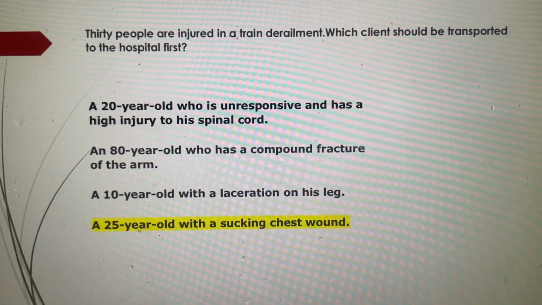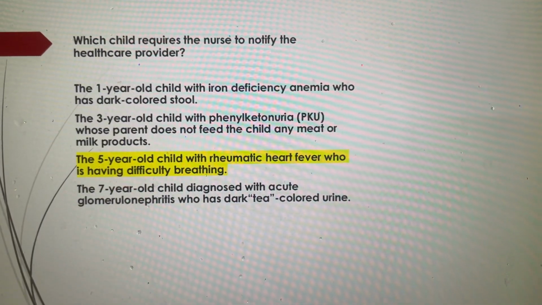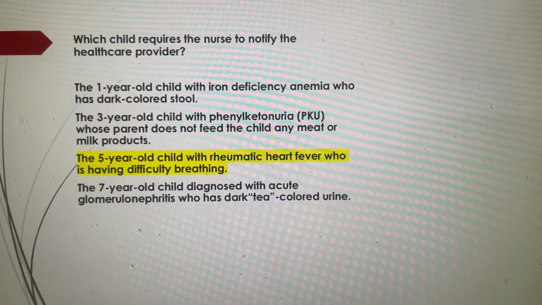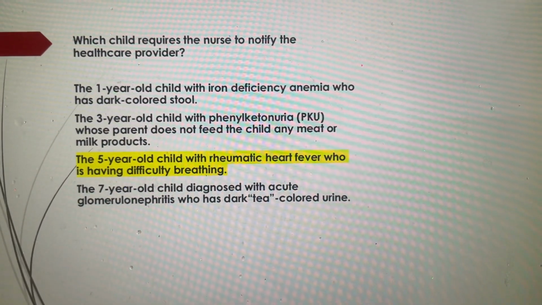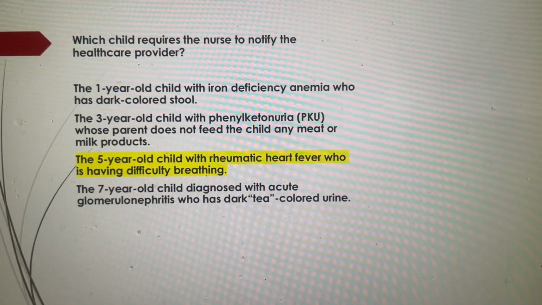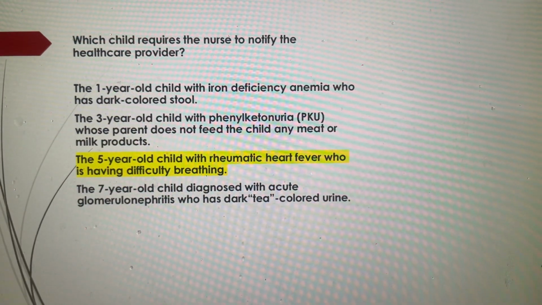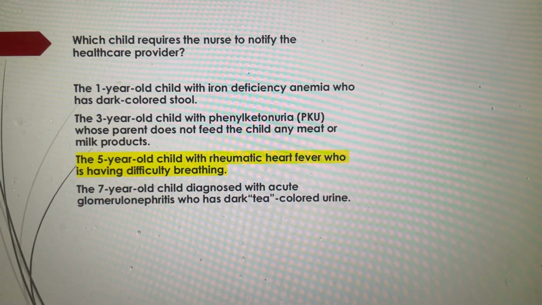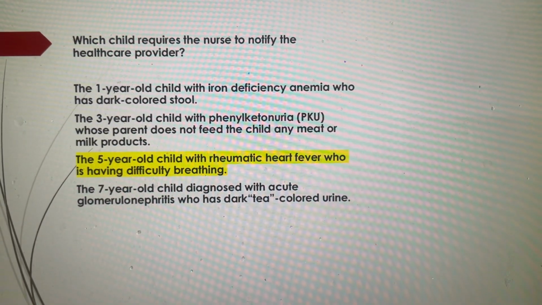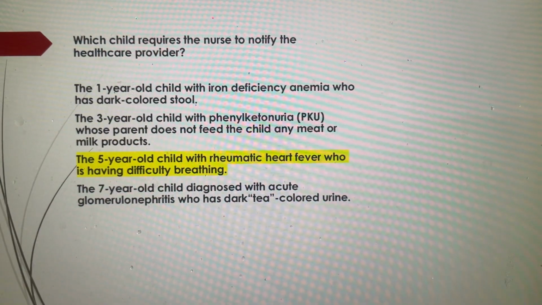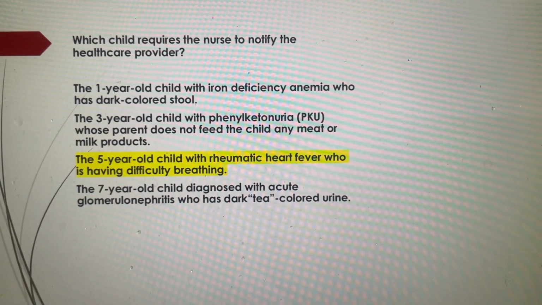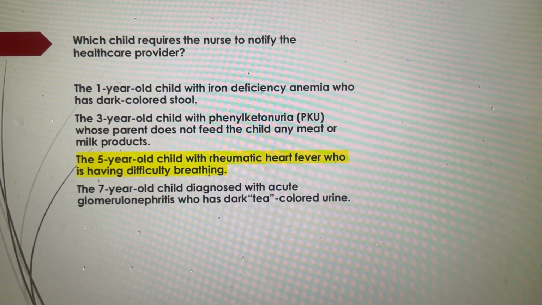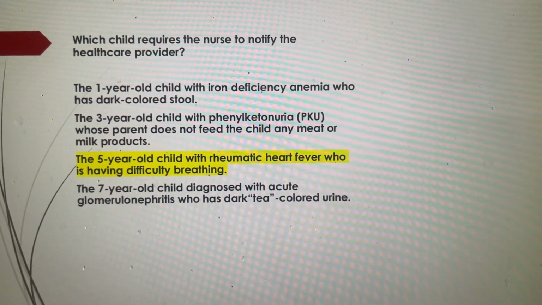Okay, so moving on. Another example of ABC, right? The ABC, the airway, breathing, and circulation. Which child requires the nurse to notify the healthcare provider? Number 1, the 1-year-old child with iron deficiency anemia with dark colored stool. Well, that anemia with a dark colored stool is probably because the patient is taking iron, and a dark colored stool is an expected outcome of this particular situation. So it's not out of the ordinary.